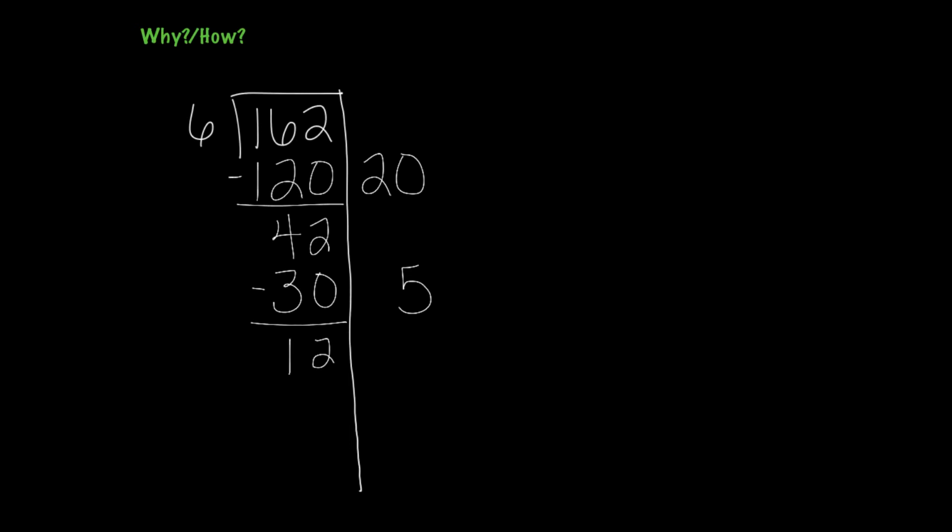Now, how many sixes can I take from 12? 2. So we take 2 times 6, which gives us 12, and we subtract. And now we know we're finished subtracting because we can't subtract any more sixes. So we come over here and we add 20 plus 5 plus 2, which gives us 27, and that becomes our answer to this particular problem. So could I do this a different way? Yes, let's take a look.